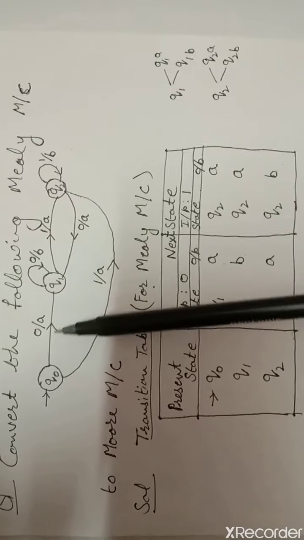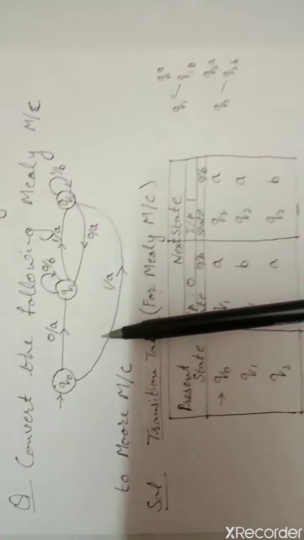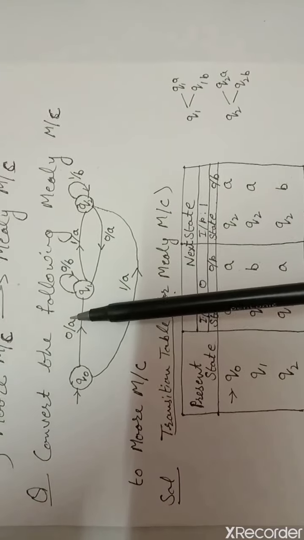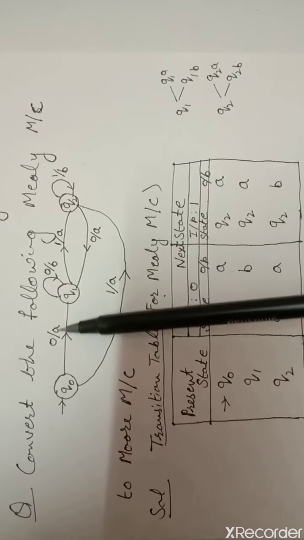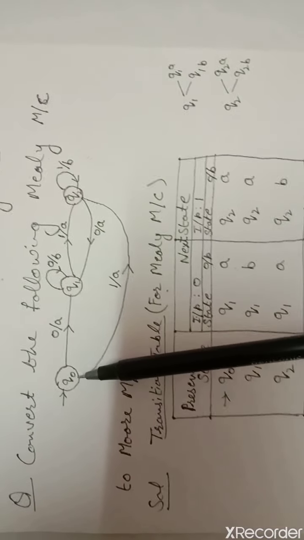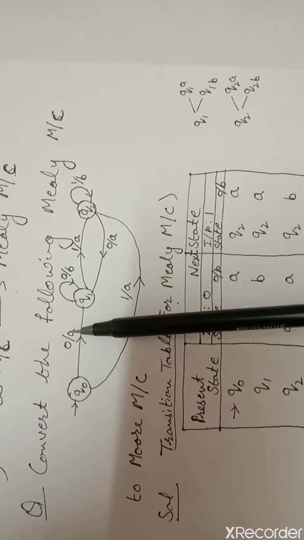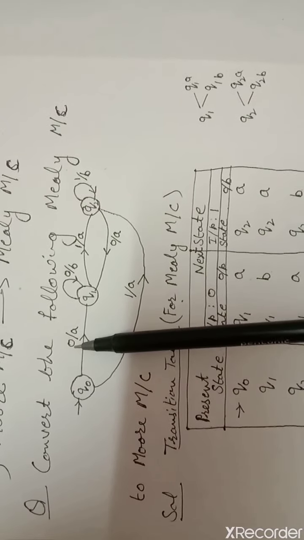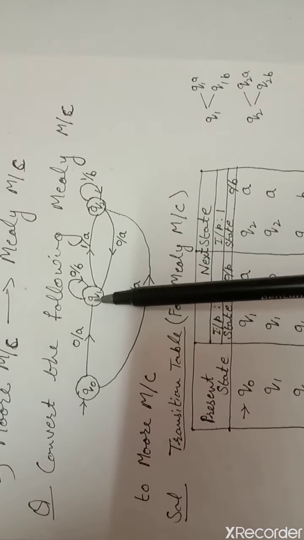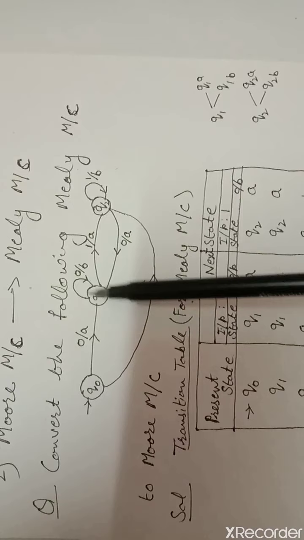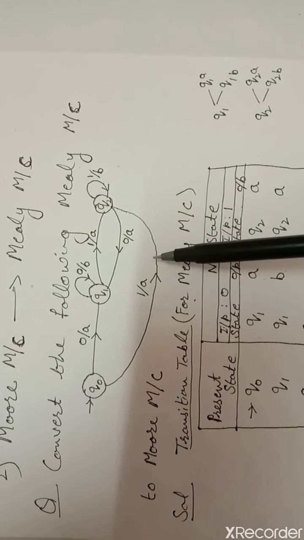Now you can see here the given transition diagram is of a Mealy machine because these outputs A, B depend on the present state and input. So here A depends on Q0 and the input 0. Here the output B depends on the state Q1 and the input 0, like this. So this is a Mealy machine.